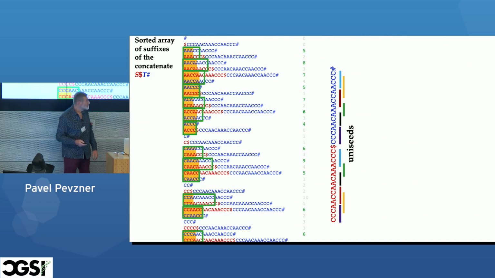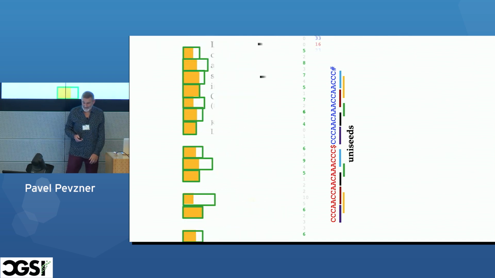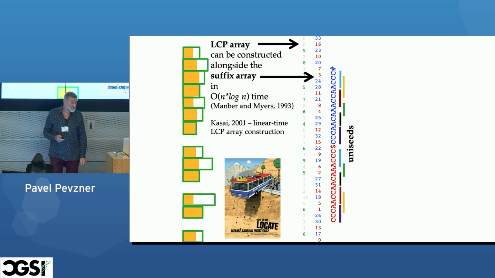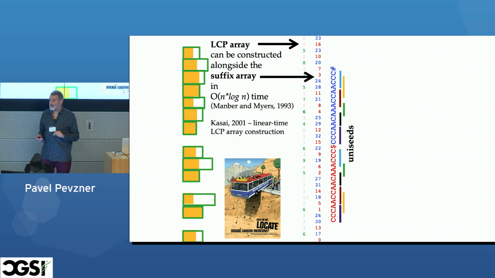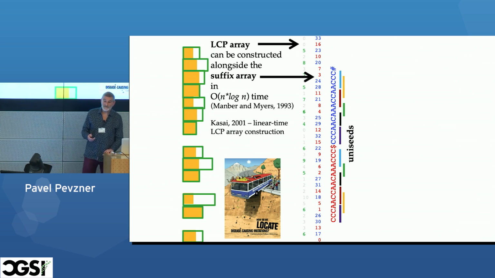Now, of course, we cannot afford generating this array. We don't have memory for this, but we don't need to, because everything I showed required only the LCP array and suffix array. An LCP array and suffix array can be constructed very quickly thanks to genius contributions from 30 years ago.